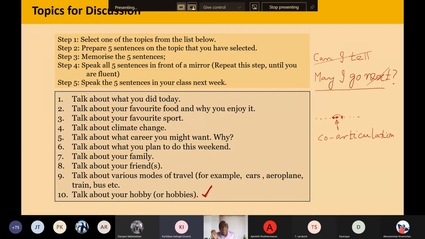Okay, who wants to go next? Is anybody else wanting to go next? So I've got Abhishek, Karthikeyan, and other people, Madhulan. Anybody else? You haven't prepared, is it? That's fine.